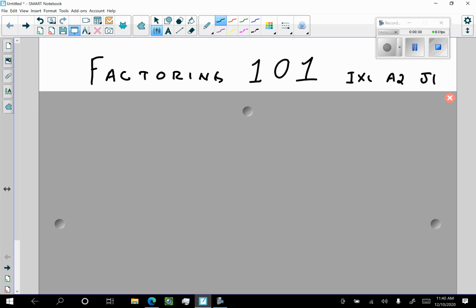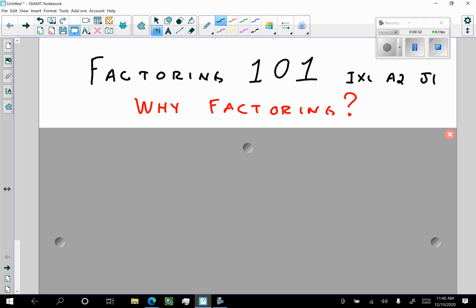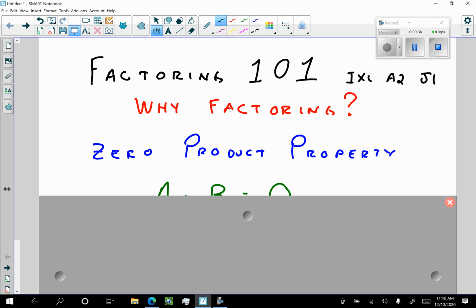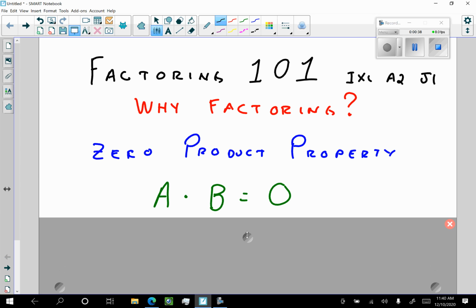So why do we factor? Well, we need to learn to factor because we need to be able to put things in a factored form so that we can use the zero product property. And we've used the zero product property to solve some quadratics before.